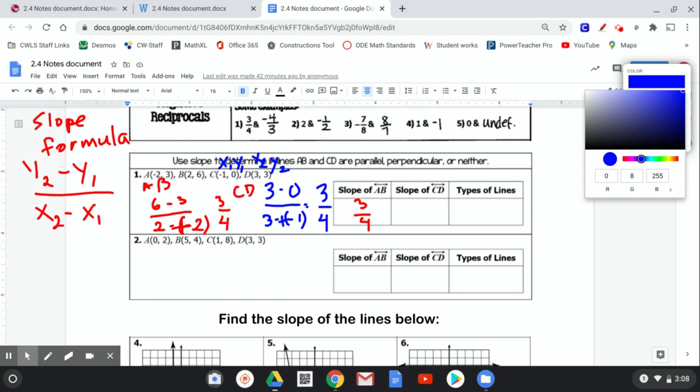So this is where we're looking here, and we got slope of AB is 3/4, slope of CD is 3/4. These numbers are the same. They have the same slope, so they are going to be parallel.